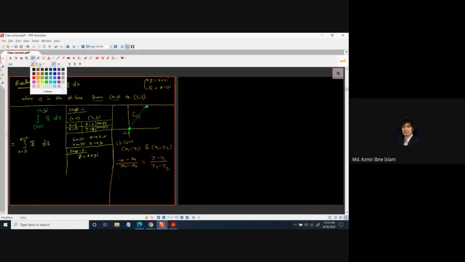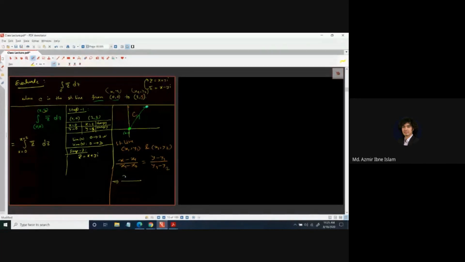Here, let's say this is x1, y1, and it is x2, y2. So just input the values. X negative x1: x1 is 0, x2 is 2. Try to input the values carefully. Y negative y1: y1 is 0, y2 is 3. So finally we are getting x over negative 2, y over negative 3.